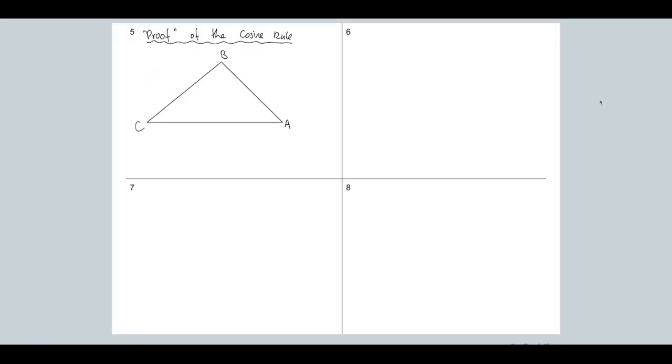Okay, so this is a proof. I've got "proof" in inverted commas because the proof isn't really quite comprehensive, but it's not too bad. What we're going to do is construct a perpendicular line from vertex B down to the opposite side. Okay, so let's label those sides now. The side opposite A should be lowercase a, the side opposite C should be lowercase c, and the side opposite B, I've split into two, but the total distance is b.